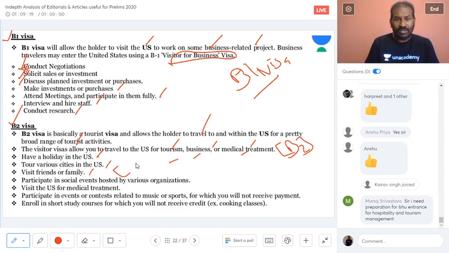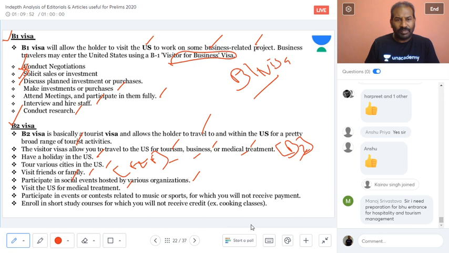Many of the Indians go and visit their friends and families, and that is in regards to the B2 visa. They can also participate in social events hosted by various other organizations. Many people belonging to various organizations and institutions go to the US. They go ahead with being part of meetings through the B2 visa.